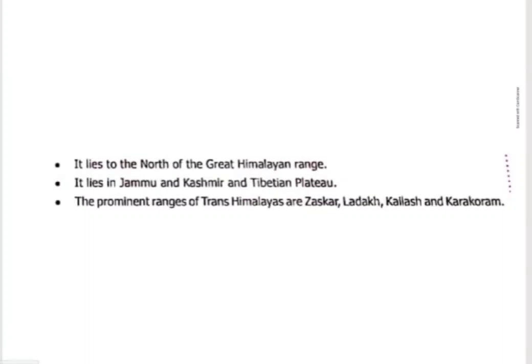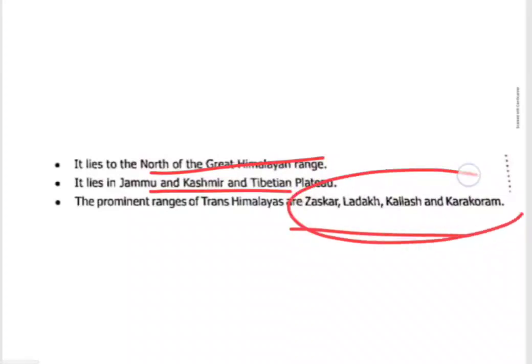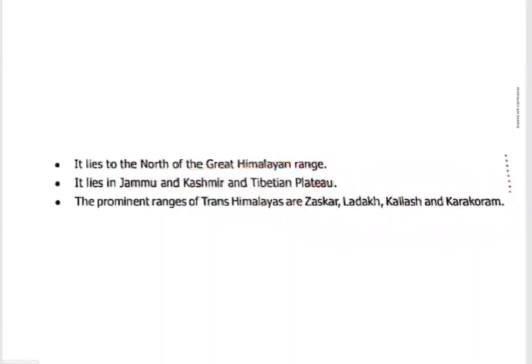Where is the Trans-Himalayas located? It is located in the northern part of the Himalayan mountain, in the Jammu Kashmir area as well as in the Tibetan Plateau. What are the ranges in the Trans-Himalayas? Zaskar range, Ladakh range, Kailash range and Karakoram range. So these are the ranges in the Trans-Himalayas.